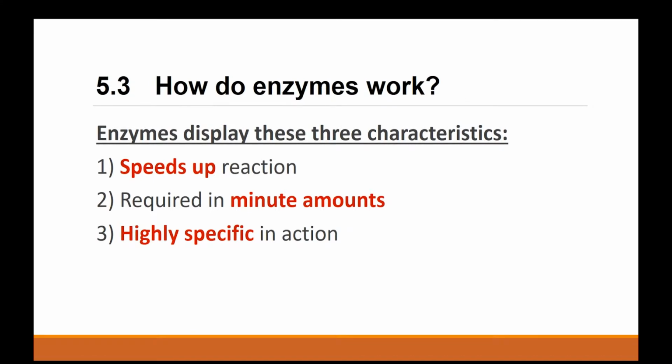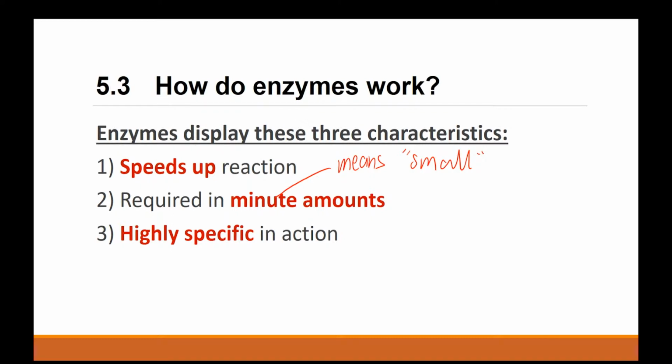Number 1, they help to speed up reaction. Number 2, they are required in minute amounts. Minute actually means small amount. Basically it's trying to tell you that you don't need a lot of enzymes. Just a few of them is enough for the reaction to happen. Third, they are actually very specific in their action.